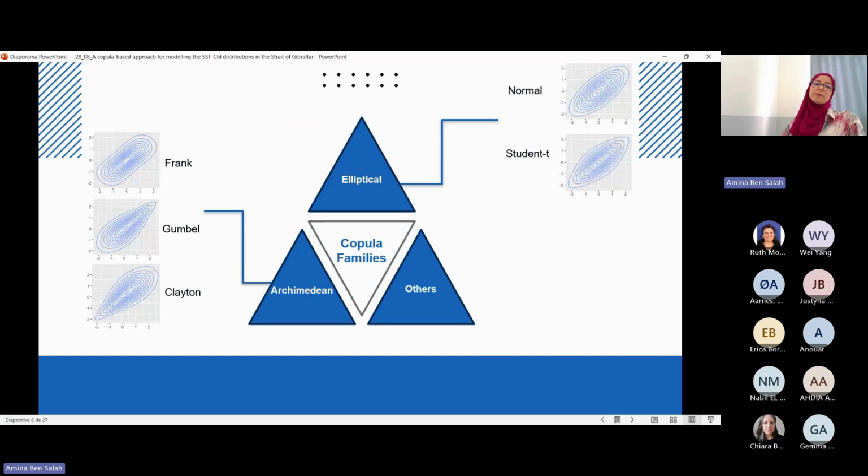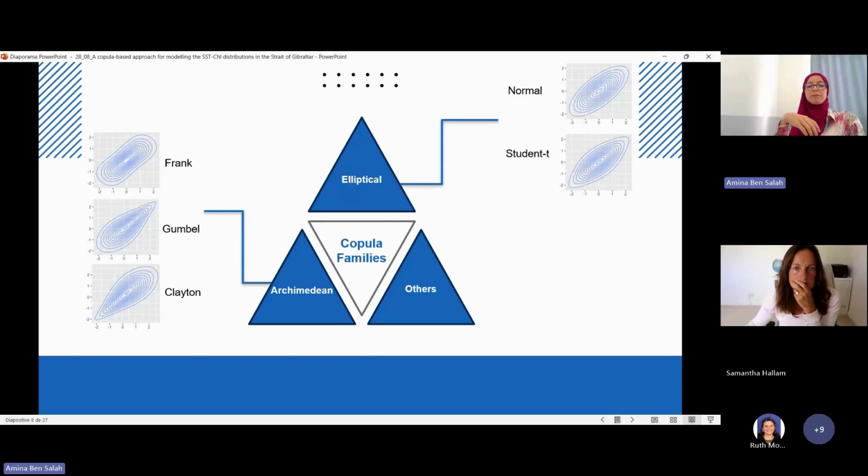There exist several families of copulas. First, the elliptical family, like the normal and Student t copulas, and the Archimedean family, which includes Frank, Gumbel, and Clayton copulas, and others. In our study, we identified the Clayton copula and the tawn copula, which is an extension of the Gumbel copula with an asymmetric Pickands function.